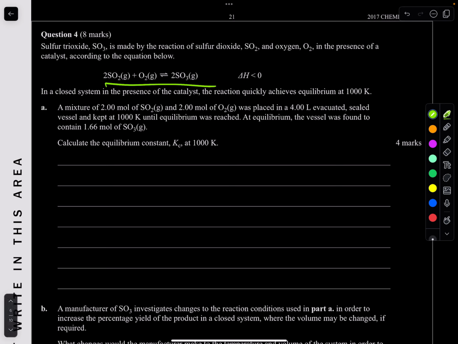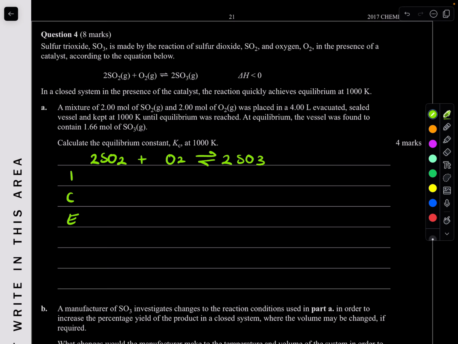So what I would do is write this whole equation on top of here. So 2 SO2 plus oxygen goes to 2 SO3. We're going to write ICE, ice table. So I means initial. What is the initial mole of the substance? We know the initial mole of SO2 is 2.00. We know the initial mole of oxygen gas is 2.00 also. And we know the initial mole of SO3 is 0 because it wasn't even produced at the beginning, of course, initially.